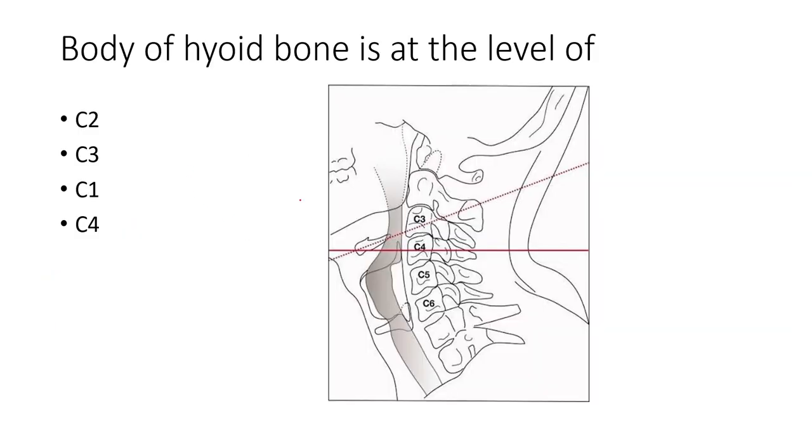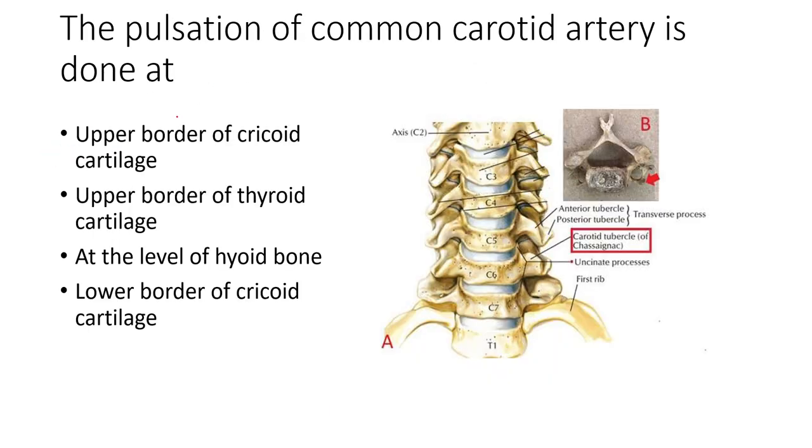So the body of the hyoid bone is at the level of C3. Okay, the pulsation of the common carotid artery, as for any artery in our body, is palpated against a bony prominence. So the common carotid artery is palpated against a bony prominence called the Chassaignax tubercle. Chassaignax tubercle is a tubercle on the transverse process of the C6 vertebra.